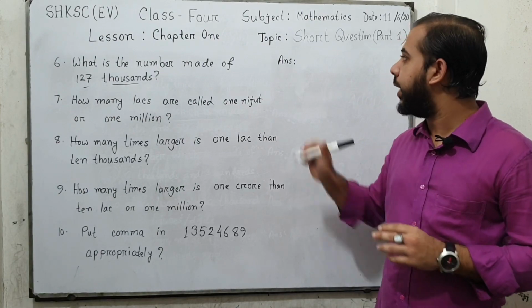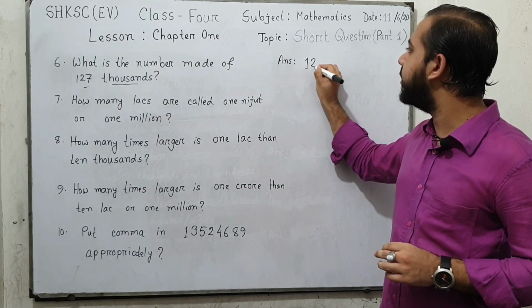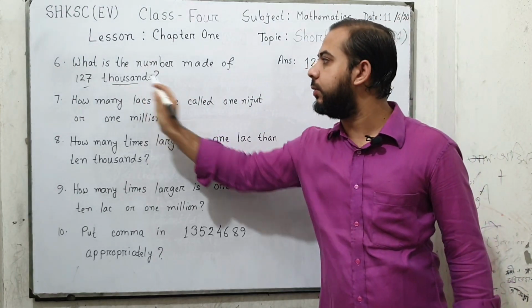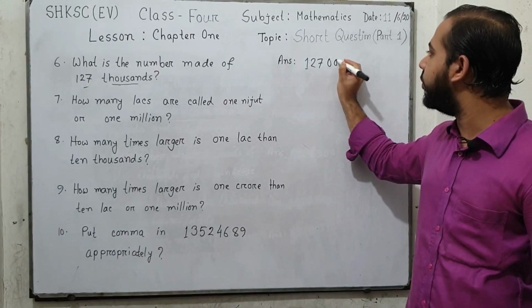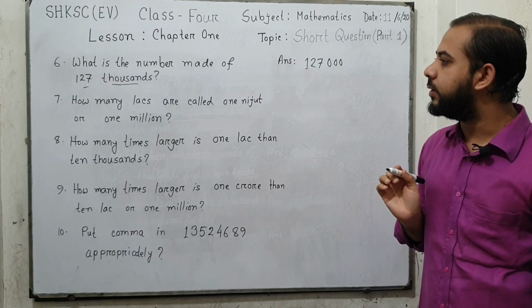So it's very easy. At first we have to write 127, and then we know that for 1000 we have to write 3 zeros. So we write 3 zeros here. No rough is needed in this question.